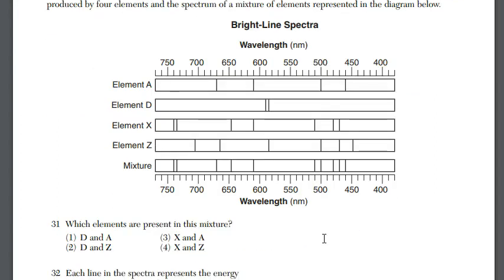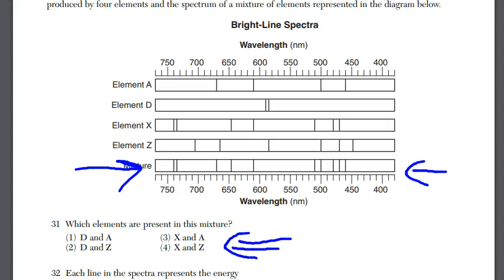And here we have question 31. It's asking us which elements are present in this mixture. So we have what's called the bright line spectrum for several different elements, and we're trying to figure out what elements are in this mixture. It's obviously a mixture of two based on the answers. So both of the elements, their lines, need to be accounted for in this mixture.